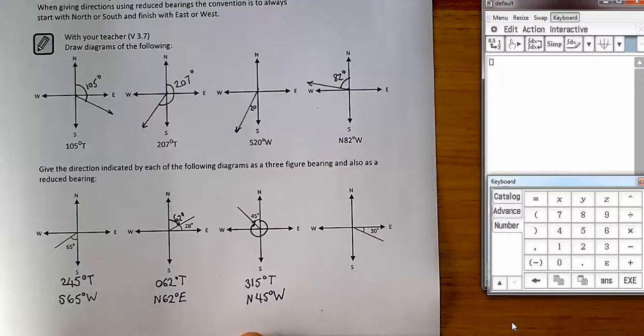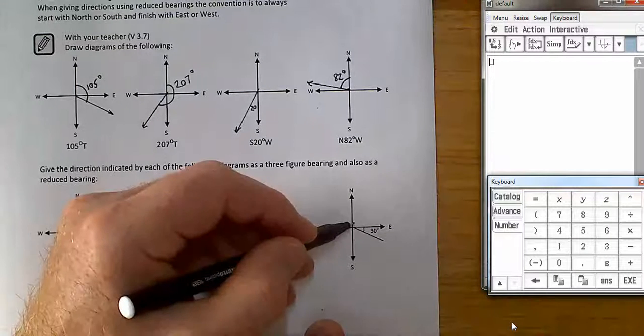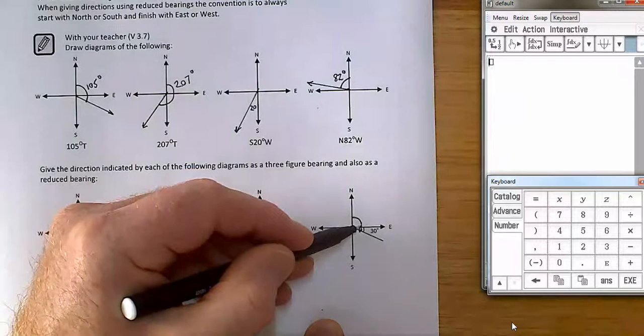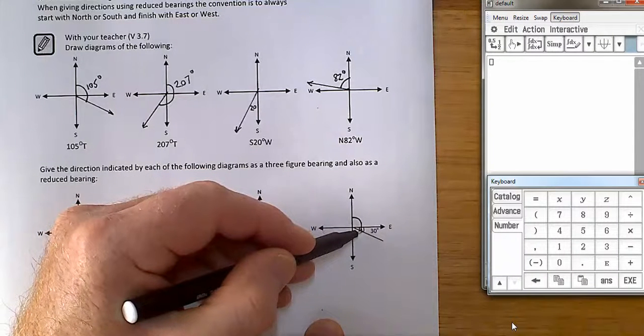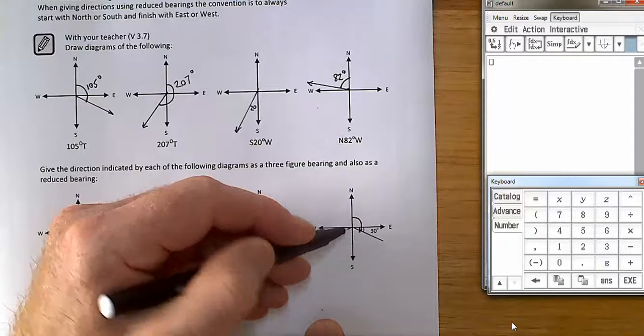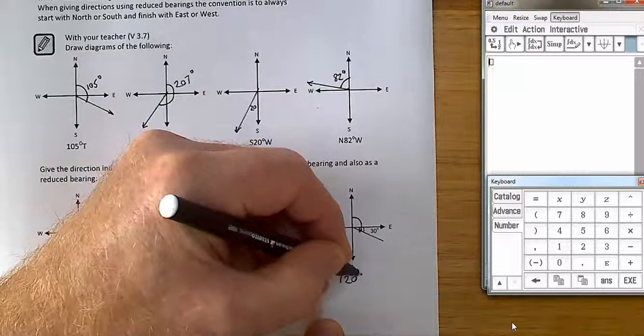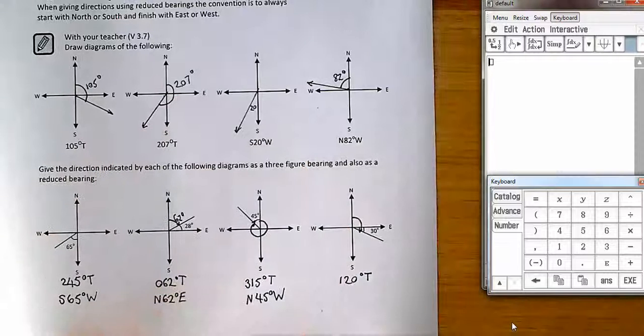And the last one here, how many degrees from north would I rotate? Well, starting from north, I've got to go all the way around to here. It's 90 degrees to the east, plus another 30 more. That makes 120 degrees in all. 120 degrees from true north.